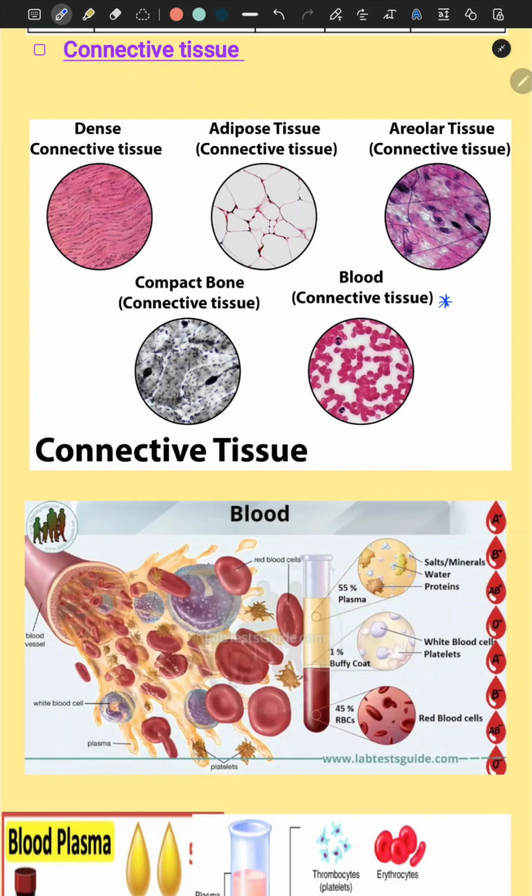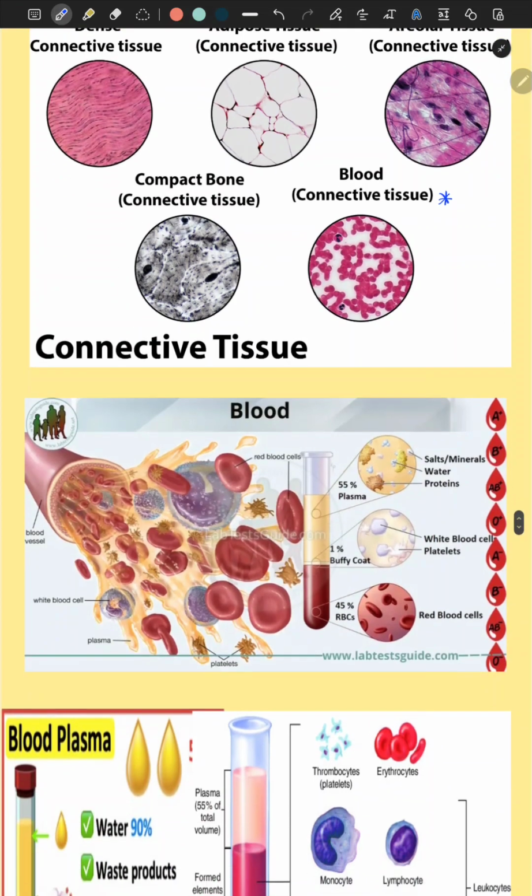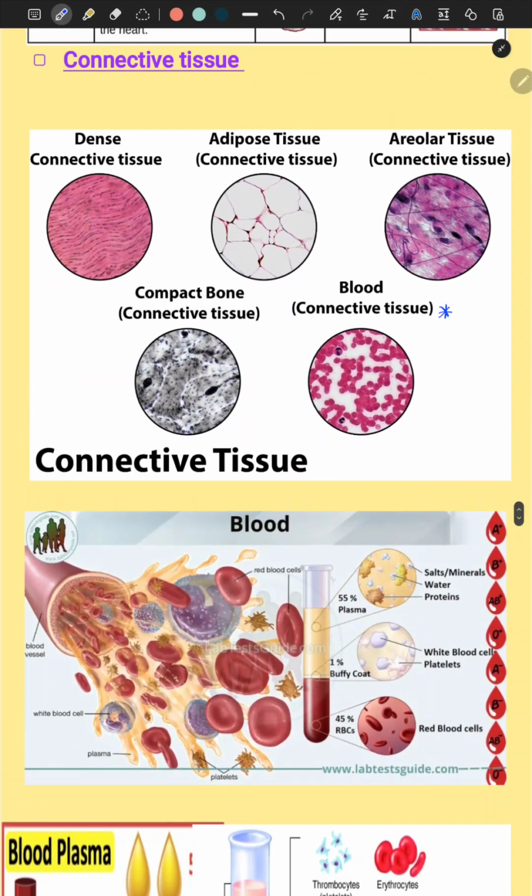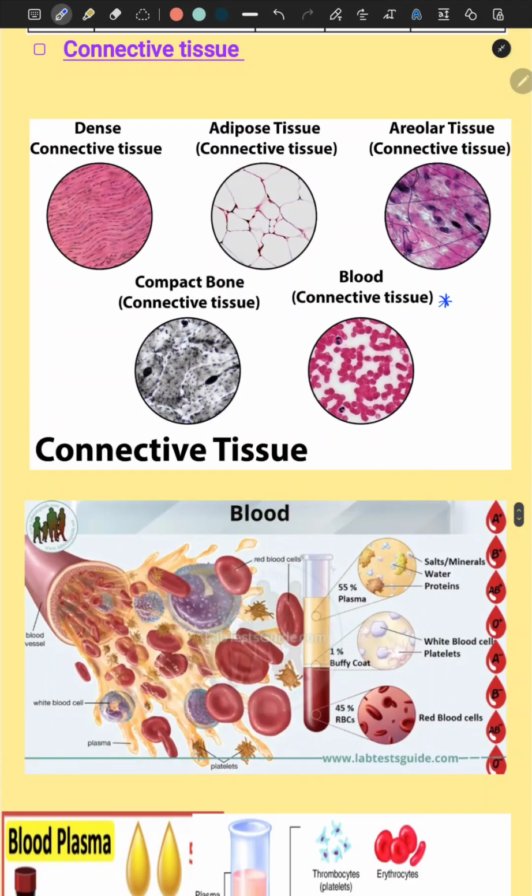The difference between blood and other connective tissues is that blood has a fluid matrix. The other connective tissues have a solid matrix. And also, the other connective tissues naturally consist of cells and fibers, but blood doesn't have fibers, only cells. And also in the blood, the matrix isn't secreted by the cells.